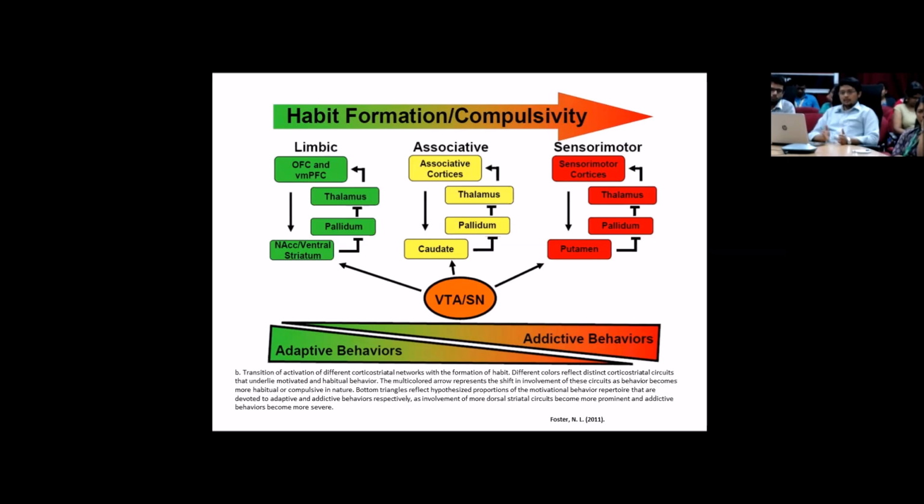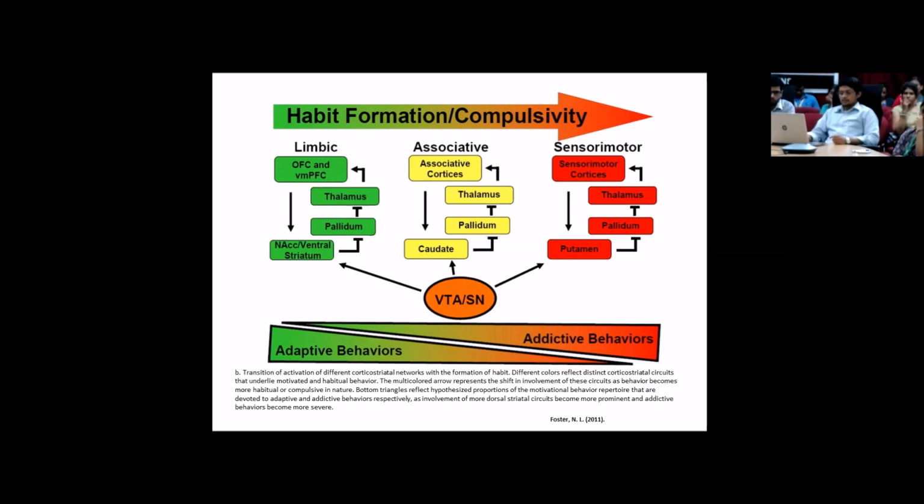From adaptive behaviors to addictive behaviors, there is a gradual shift of the functional circuits, whereas it becomes more of a compulsive phenomenon towards the right end of this spectrum. To the left end of the spectrum, it is more of an impulsive or a reward dependent phenomenon.